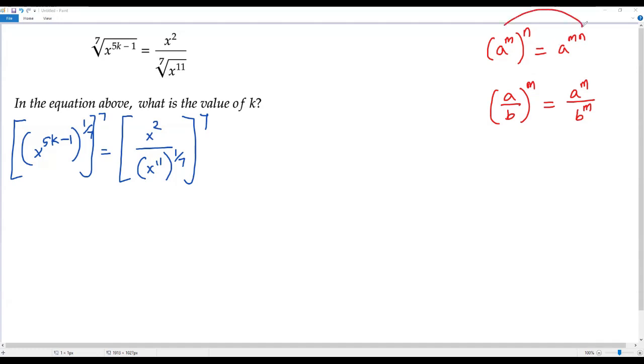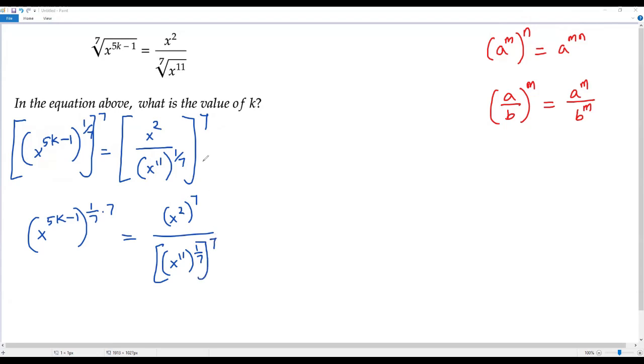So first I'm going to use this property of exponents on the left side. Here we have the exponent 1 over 7, and for this whole expression we have the exponent 7. So we can multiply the two exponents. Let me do it in the next step. That is x to the power of 5k minus 1, whole to the power of 1 over 7 times 7. And here 7 is a common exponent for this fraction, so we can take this exponent separately for the numerator and denominator. When I do so, I'm getting x squared whole to the power of 7 over x to the power of 11 whole to the power of 1 over 7, whole to the power of 7.